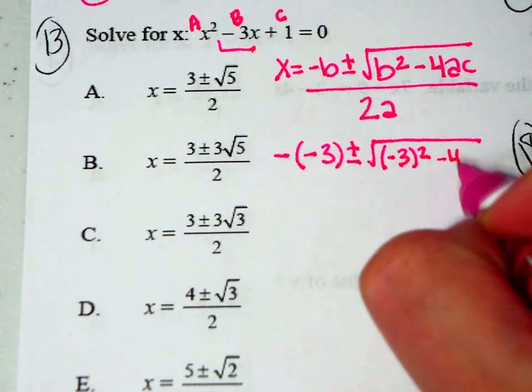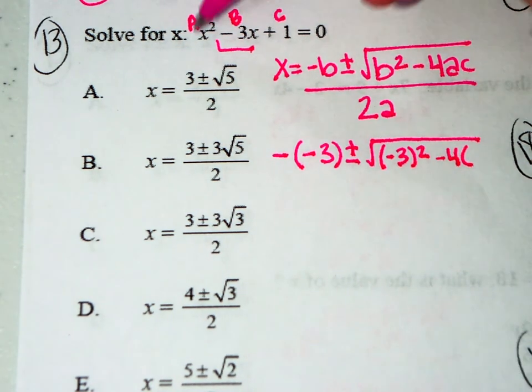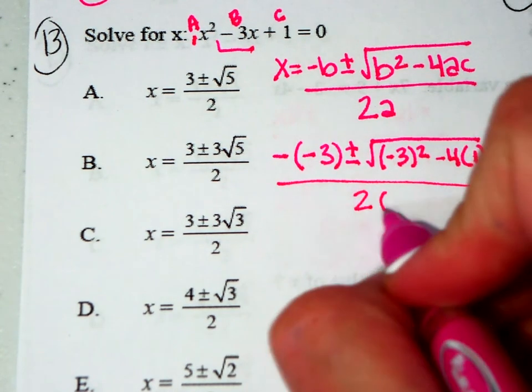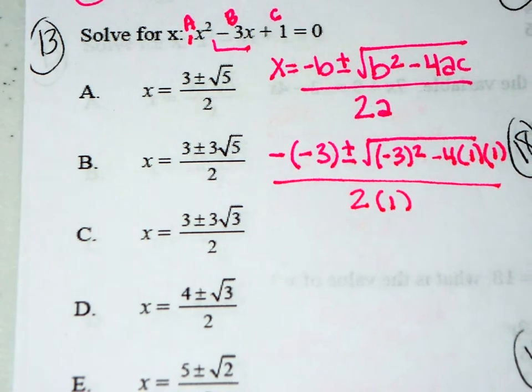Minus 4. Now my a value, there's nothing in front of the x squared, so the a value is a 1. And our c value is also a 1. All over 2 times 1. Look at your answer choices.